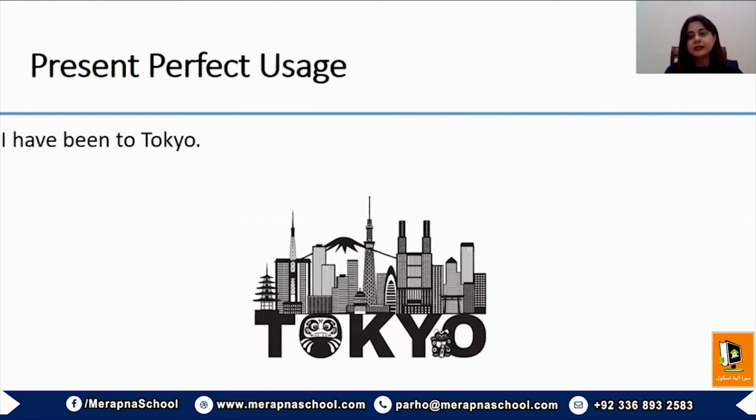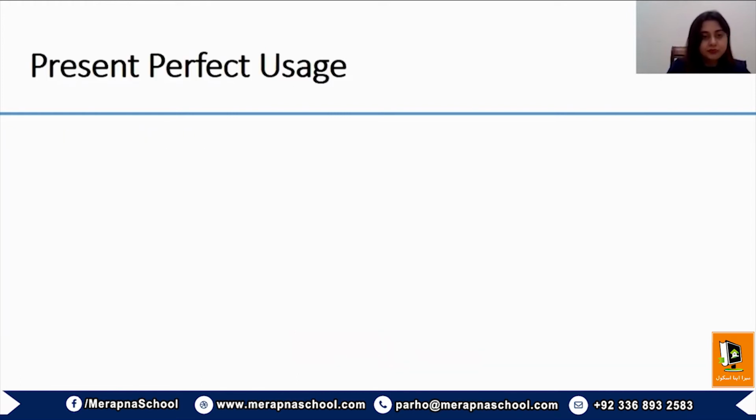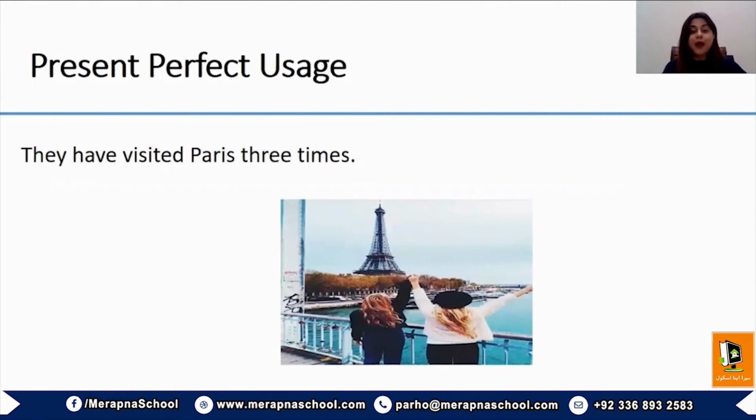Now this action has been completed. I'm done. I'm not there right now. I have been to Tokyo sometime in my life. They have visited Paris 3 times. Now, visiting Paris for 3 times, the action has been completed 3 times. This action has been completed in the past.